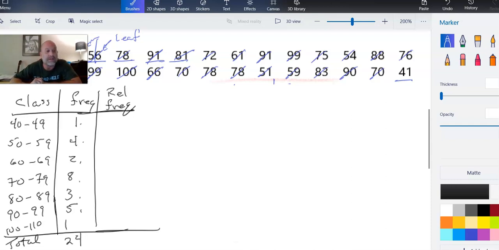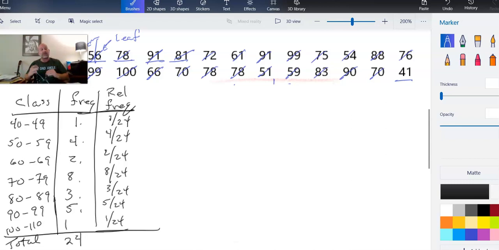Okay, if I want the relative frequency, what I start with is whatever fraction that class has. So that's 1 out of 24, and then this is 4 out of 24, and this is 2 out of 24, and this is 8 out of 24, and this one is 3 out of 24, 5 out of 24, and 1 out of 24. Okay, so those are the relative frequencies. It's almost never given as a fraction, though. It's almost always given as a decimal or as a percentage. So we have to convert all of these.